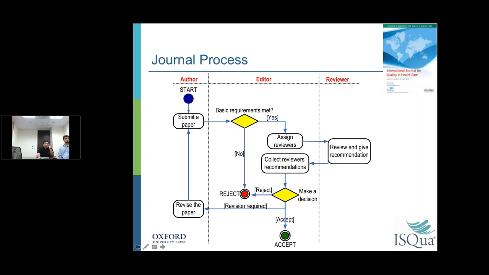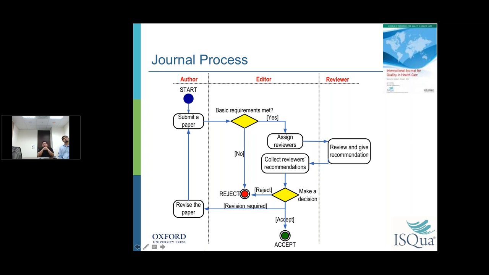So the journal has a specific process of how to process a submission. Upon submission, we will look at whether the basic requirement is met. If not, it will be rejected right away in very few days. If the format is correct, then we will assign reviewers to start the review.